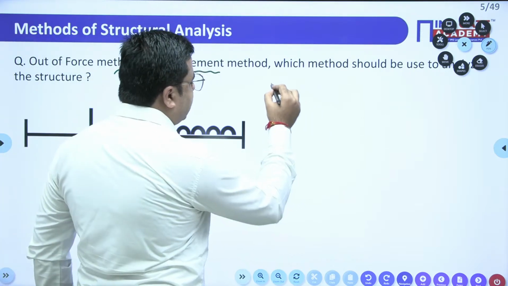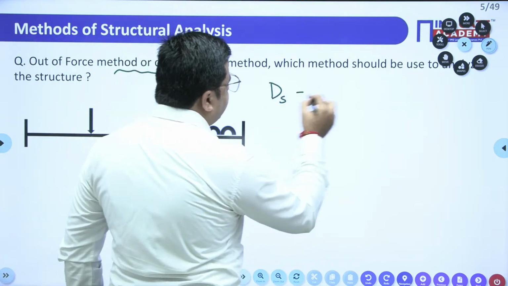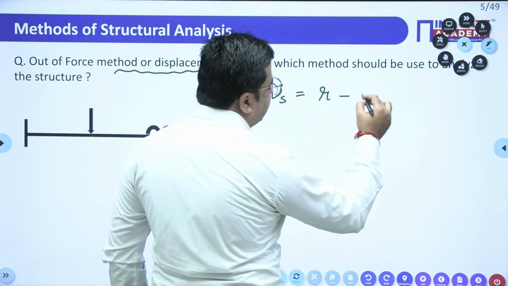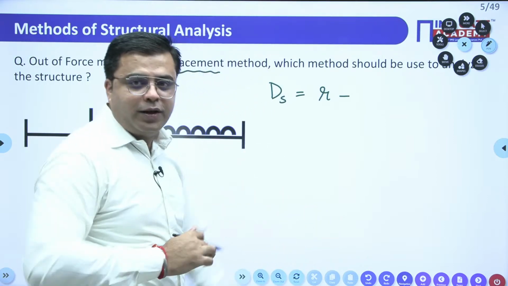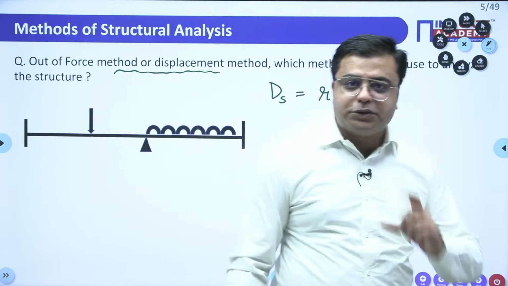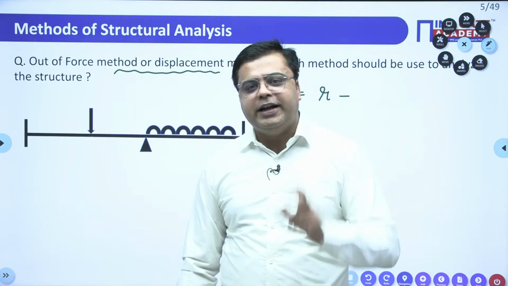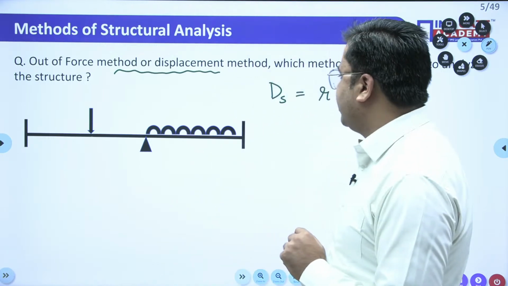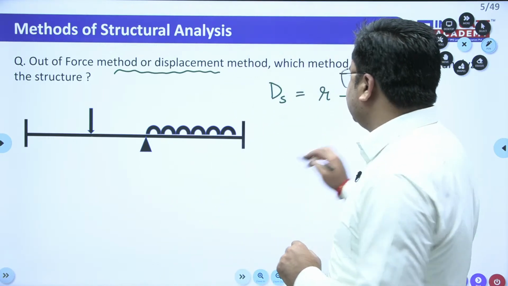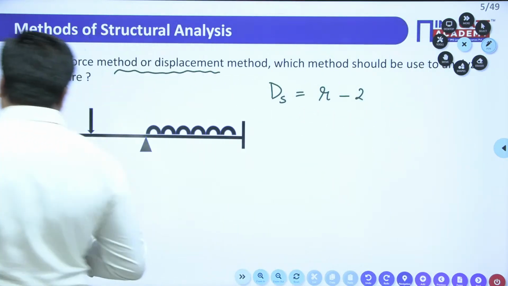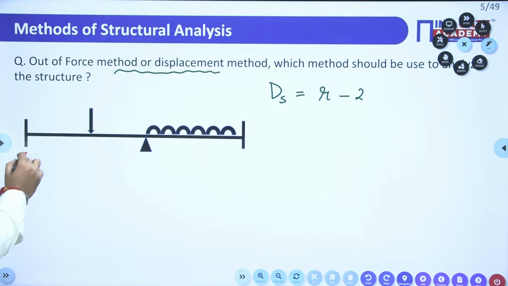So degree of static indeterminacy for this beam is r minus, tell me 3 or 2, just see the loading condition. The loading condition is vertical. For vertical loading condition, only two equilibrium conditions are considered, right? Only two equilibrium equations are considered. So ds is r minus 2. Talking about the number of support reactions, so we have 1, 2 and 3 support reactions for this support.